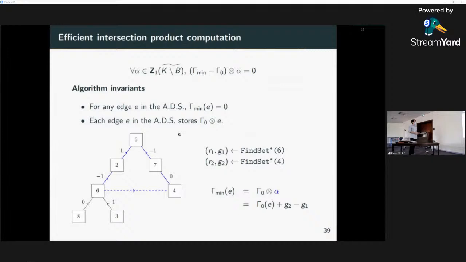Thanks to the 2 invariants here, the only unknown of this equation is the value that we add on this edge to gamma min. And we can show that this value of the solution on this edge is exactly the intersection product of gamma 0 with this cycle alpha in the augmented disjoint set structure. And we can compute those with the values returned from the find set operations. So this slight augmentation of the disjoint set structure allows us to verify those intersection products between one-cycles of the dual graph and the one-boundary.